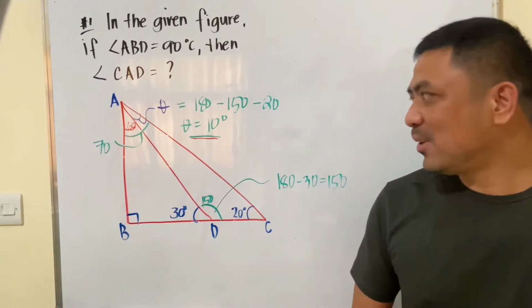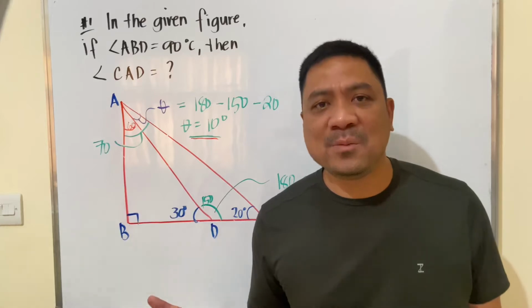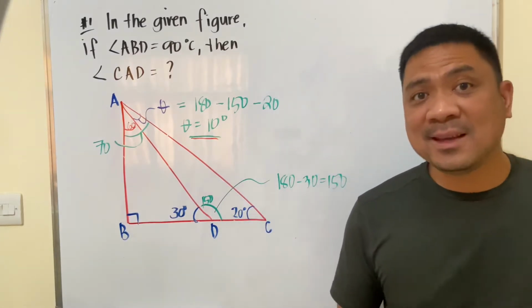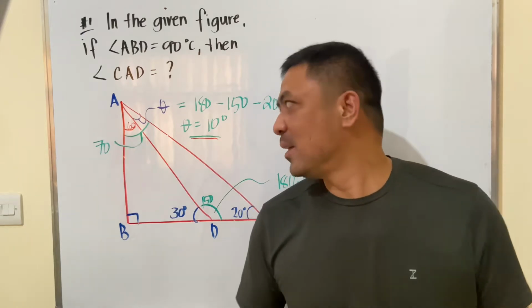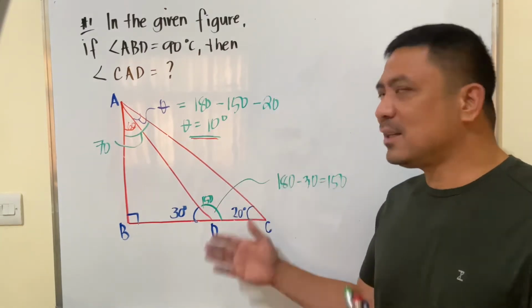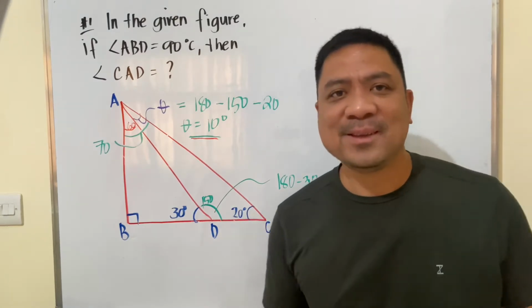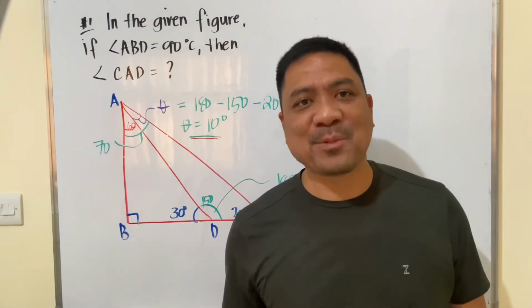Okay? So again, to solve problems like this, we should always know our basic angle properties. So just like that, we use them on how to arrive with that answer here. Okay? So again, let's have the next problem.